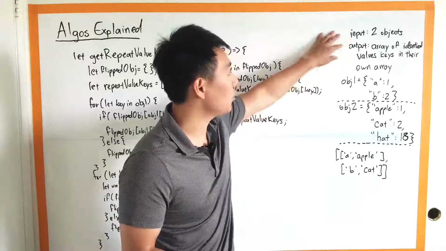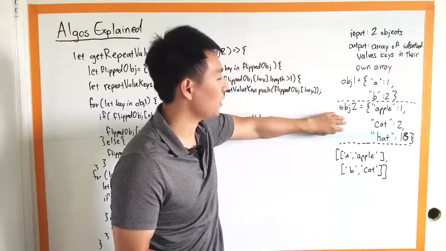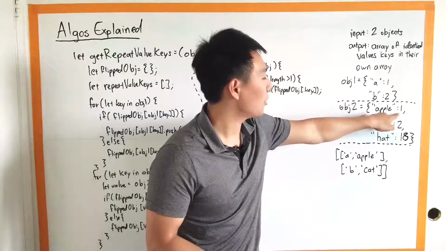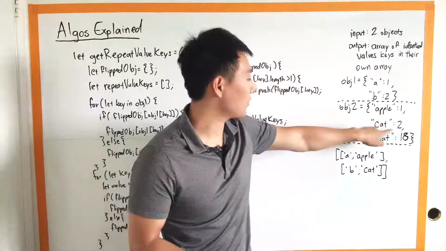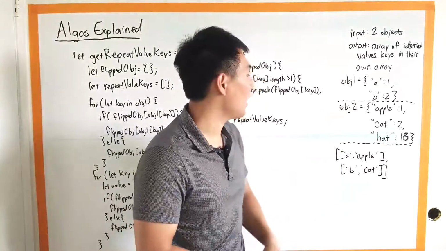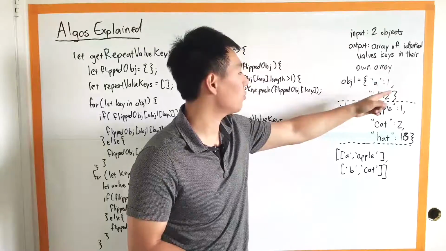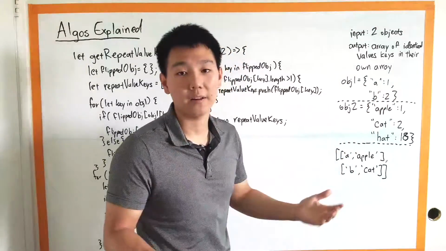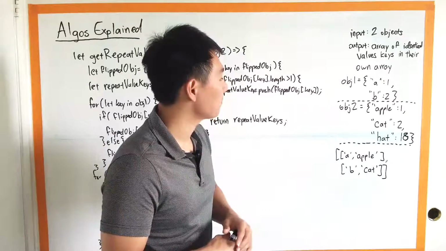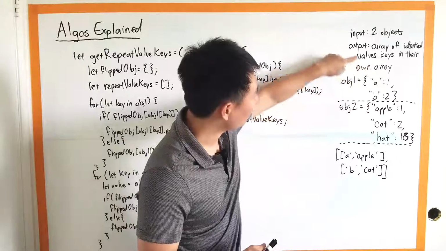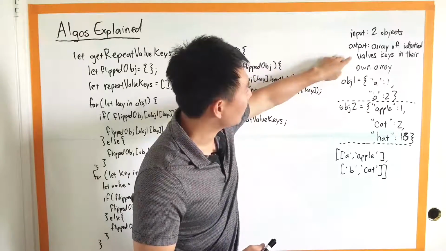But of course, we're given two objects, and so we're going to look at the second one. This key apple points to 1, this key cat points to the value 2, this key hat points to the number 18. And of course, these keys and values can pretty much be anything. They could even be more objects, arrays, stuff like that. So what's going to happen here is, we're looking at the keys and the values.